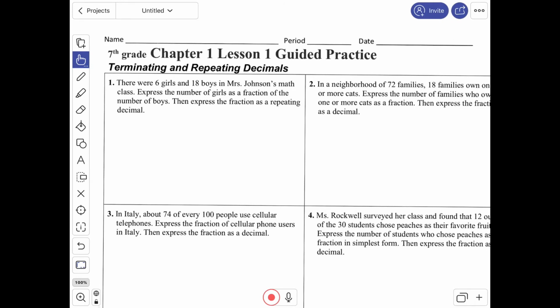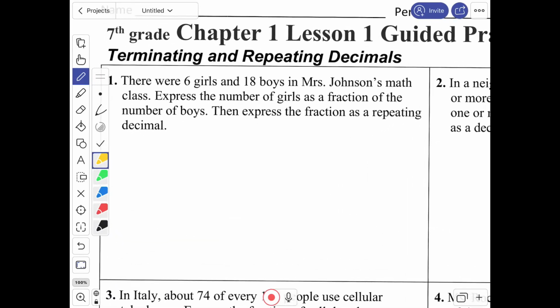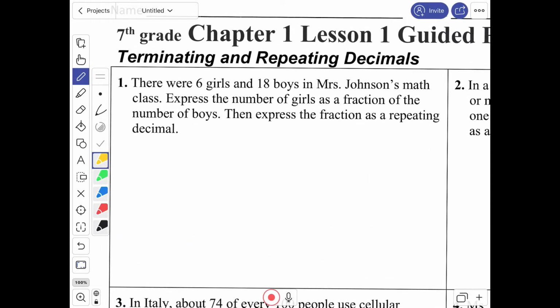We have the guided practice for Chapter 1, Lesson 1, Terminating and Repeating Decimals. Number 1 says there were 6 girls and 18 boys in Mrs. Johnson's math class. Express the number of girls as a fraction of the number of boys. Then express the fraction as a repeating decimal. So girls is going to be the numerator, and then the boys will be the denominator. And again, if you simplify, it'll make your life simpler.